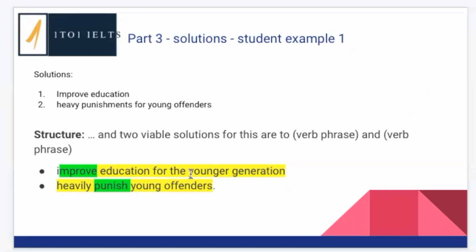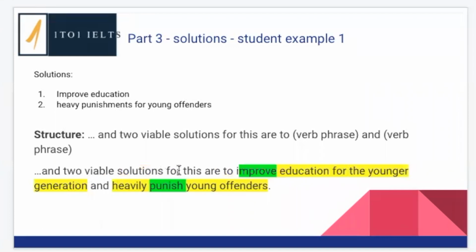So now we have two verb phrases. Verb phrase 1, improve education for the younger generation. And verb phrase 2, heavily punish young offenders. All we do is input these ideas into the structure. And two viable solutions for this are to. Verb phrase 1, improve education for the younger generation. And verb phrase 2, heavily punish young offenders. And that will be the second part of this student's conclusion.